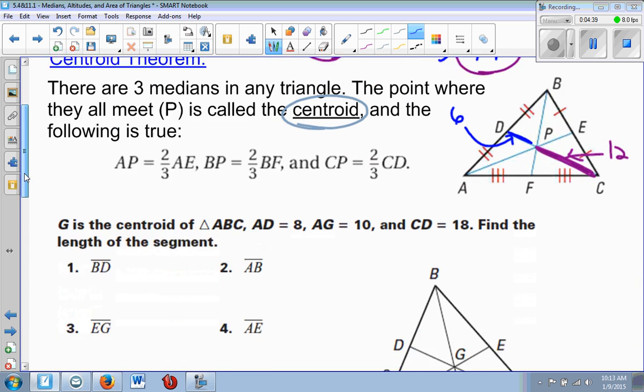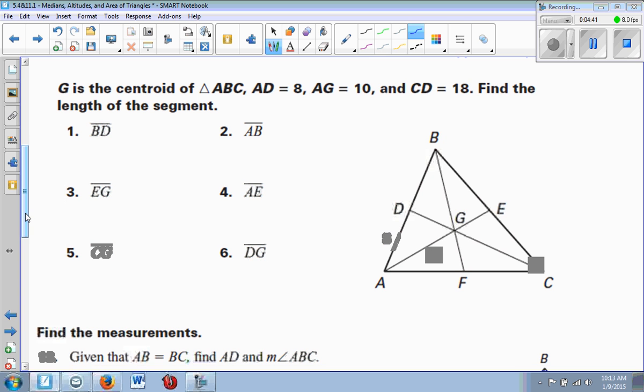So let's move down, and we're going to look at a picture here where we're just going to do this numerically. Some things to notice. AD is 8. Well, they marked that for you. They said AG is 10. They marked that for you. And then they also tell you that CD is 18. Well, CD is this entire length here.